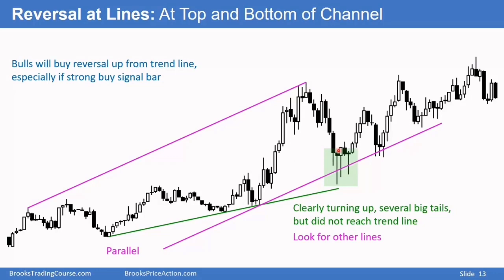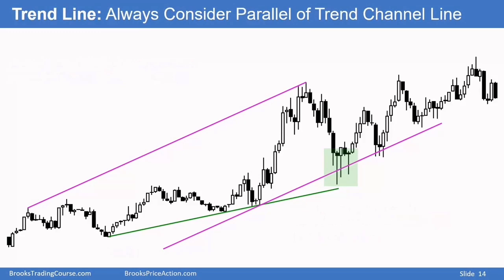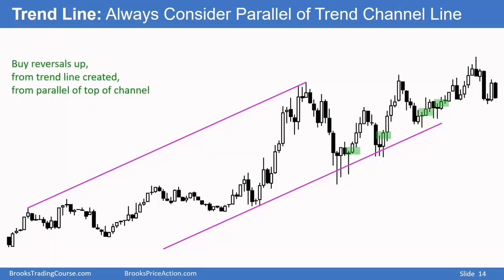And then after that second top, you see if the computers are paying attention to this line. And clearly they are, here and again here. So the markets are using a parallel line, or at least a lot of computers are. If one line's not working and another line is, you get rid of the line that's not working. And you should be buying reversals up.